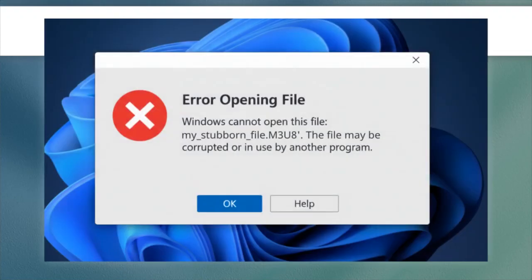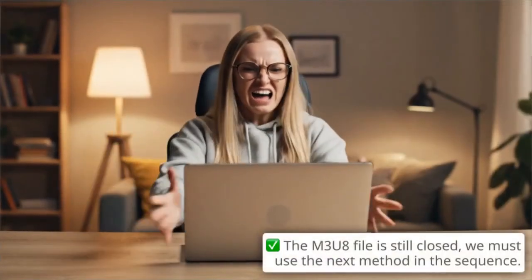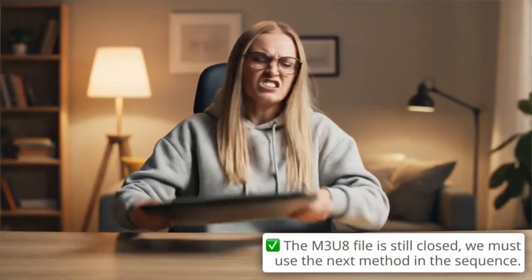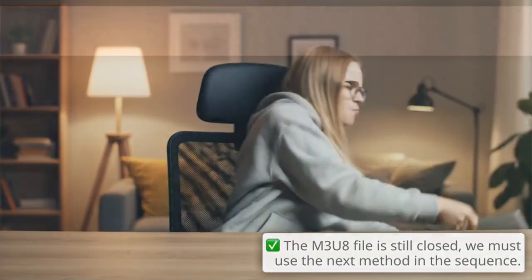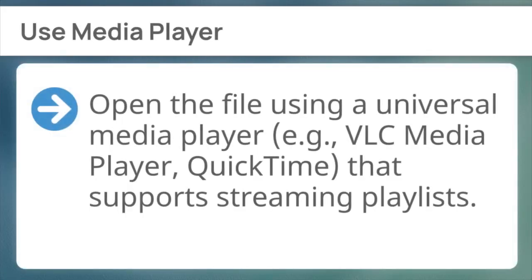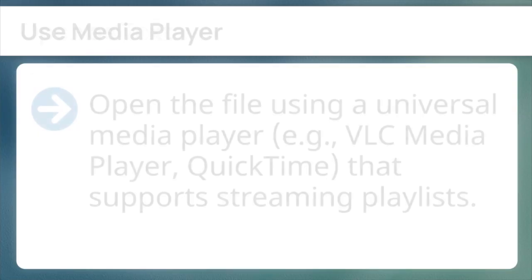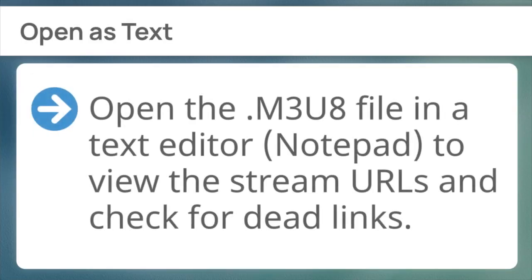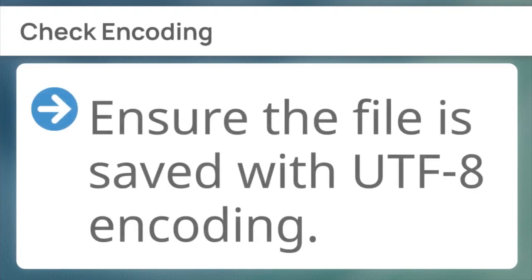When an M3U8 file fails to open, it is usually for a basic reason. If you're still with me and that M3U8 file is truly stubborn, we need to stop guessing and start testing. Let's check these critical failure points now. First, use a media player. Open the file using a universal media player, e.g. VLC Media Player, QuickTime, that supports streaming playlists. Next, open as text. Open the M3U8 file in a text editor, Notepad, to view the stream URLs and check for dead links. Finally, check encoding. Ensure the file is saved with UTF-8 encoding.